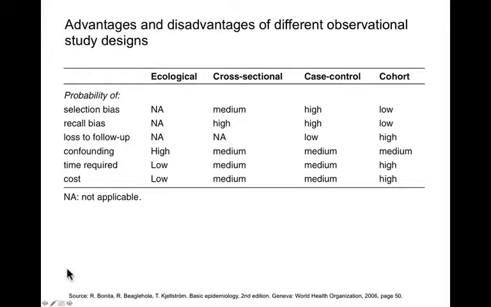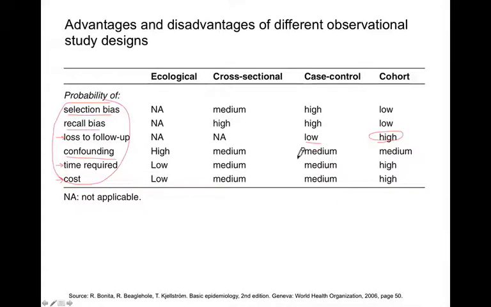This slide shows some of the advantages and disadvantages of different observational study designs. We will, in fact, be discussing most of these kinds of factors here later, in particular selection, recall bias, and confounding. We have discussed in our lectures today issues related to loss to follow-up, time, and cost. And as we have discussed in loss to follow-up, that can be a problem in particular with cohort studies, but less so with case control studies.